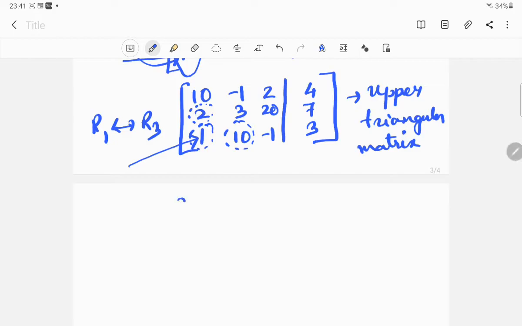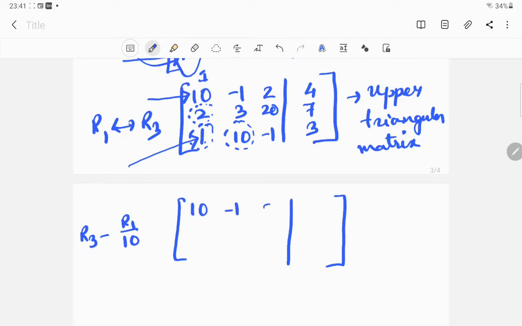I will suggest one thing. You are not supposed to just accept my suggestion. What I am suggesting right now is, can we do R3 minus R1 by 10? If I divide this by 10, it will convert into 1, and if I subtract, then 1 minus 1 equals 0. The unchanging terms, 10, minus 1, 2, you write carefully without making any mistake.